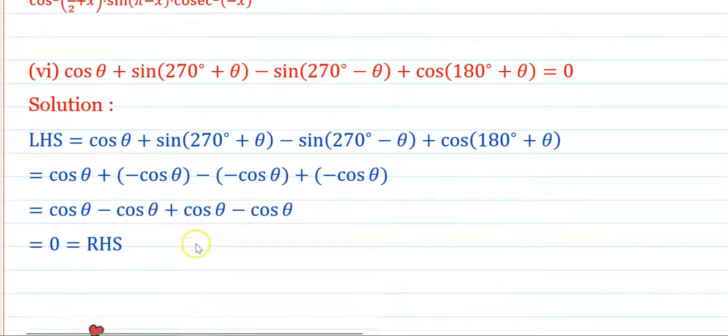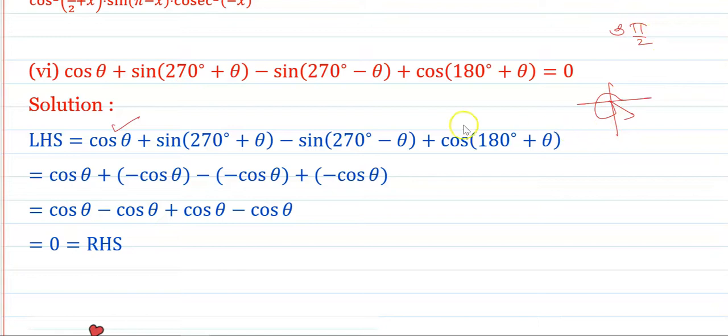Now the next: cos theta, sin of 270 plus theta, sin of 270 minus theta, cos of 180 plus theta, and that equals 0. First, cos theta is cos theta. Okay, sin of 270 plus theta. See this here, 270 plus theta, and what is 270? It is 3 pi by 2. 270 means what? 3 pi by 2.